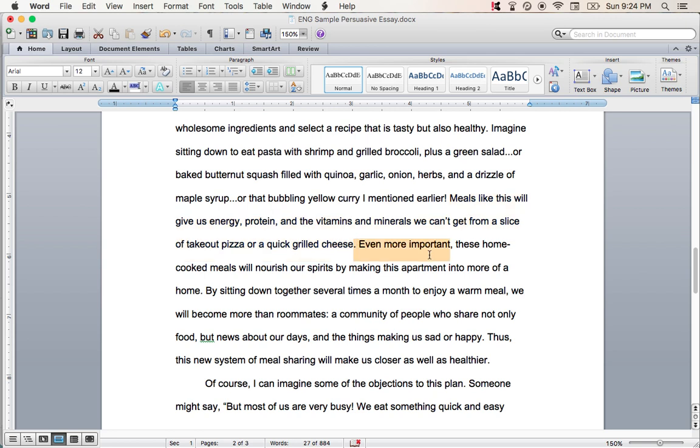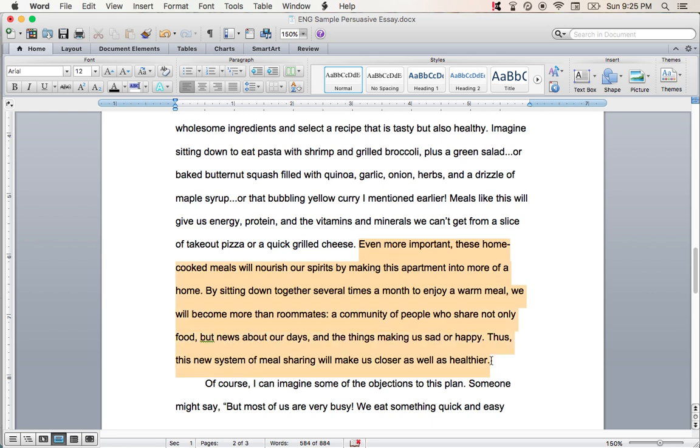Even more important, this is a transition, right? Now I'm signaling I'm going to talk about something new, and it's even more important than the point I was just making. Even more important, these home-cooked meals will nourish our spirits by making this apartment into more of a home. By sitting down together several times a month to enjoy a warm meal, we will become more than roommates, a community of people who share not only food but news about our days and the things making us sad or happy. Thus, this new system of meal sharing will make us closer as well as healthier.